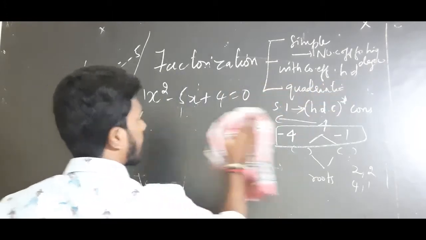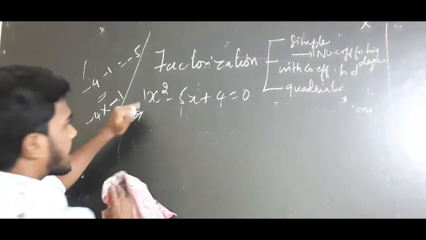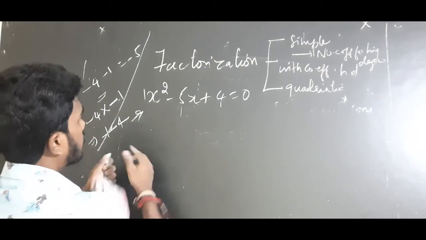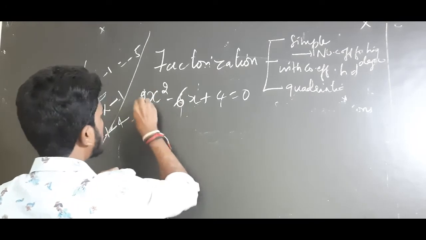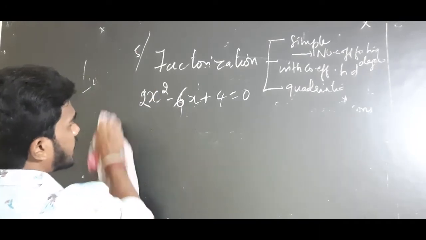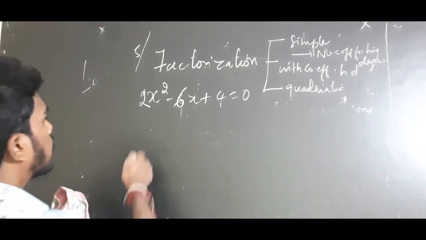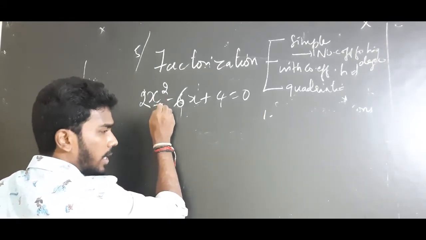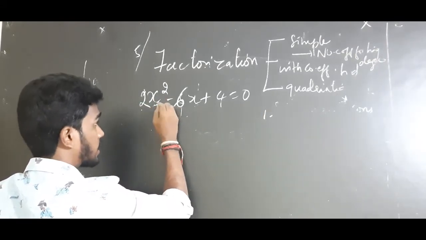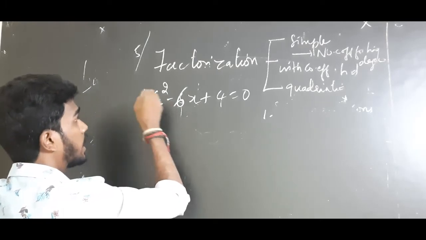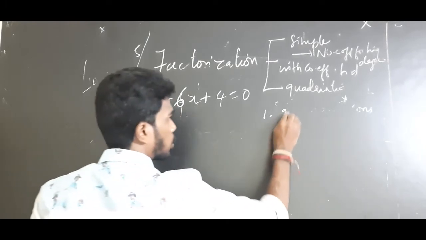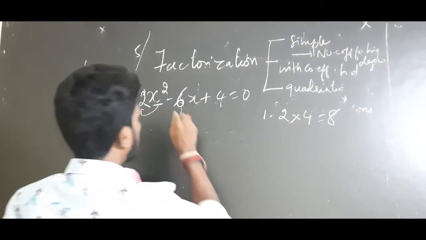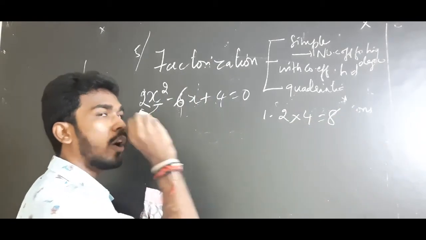What is the highest degree here? x square is the highest degree. So let's imagine a sum: 2x square minus 6x plus 4 is equal to 0. First step same. The highest degree is x square, whose coefficient 2 should be multiplied with the constant 4. I get 8. Now I should get the result as minus 6.